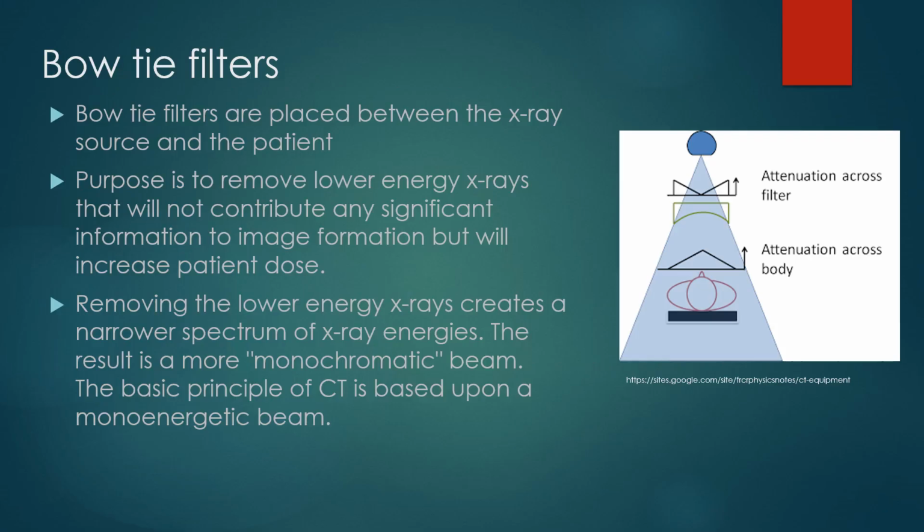Imaging in computed tomography is based upon the assumption of a single energy monochromatic beam. Bow tie filters are placed between the patient and the X-ray source to remove the lower energy X-rays, which contribute to dose and don't contribute to image formation. You can see from the diagram the bow tie filter is thicker in the locations where the beam will pass through less tissue towards the sides of the patient.